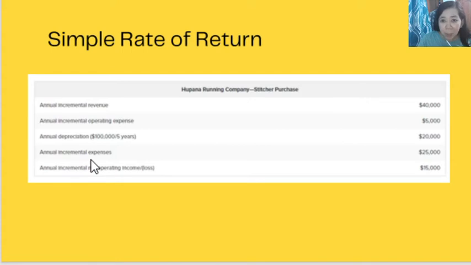Next, our annual incremental expense. Okay, so here we have the total. This is the annual incremental expenses already. So this is the sum of your annual incremental operating expense of $5,000 and your annual depreciation of 20,000. So therefore, our total annual incremental expense is $25,000.